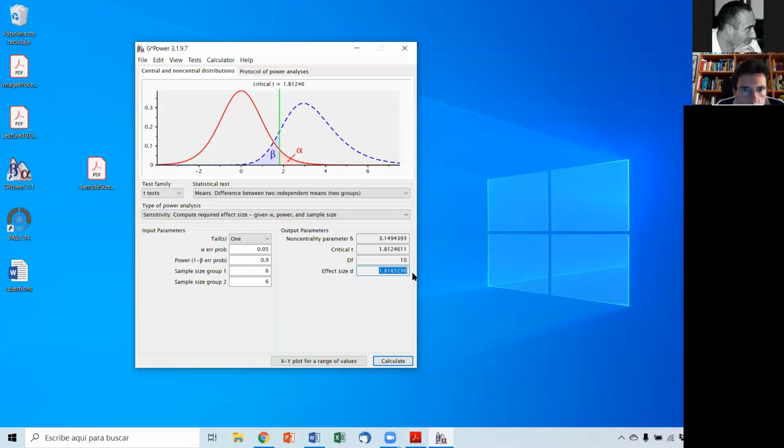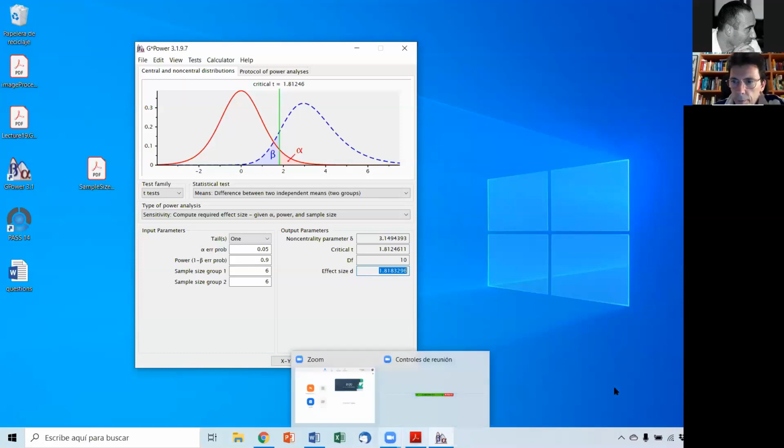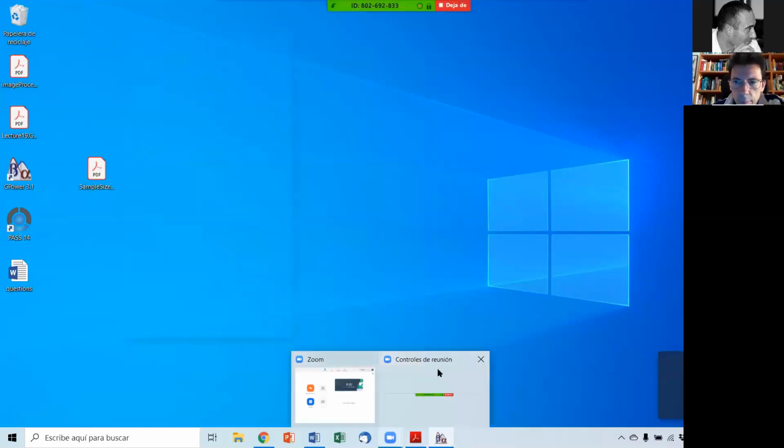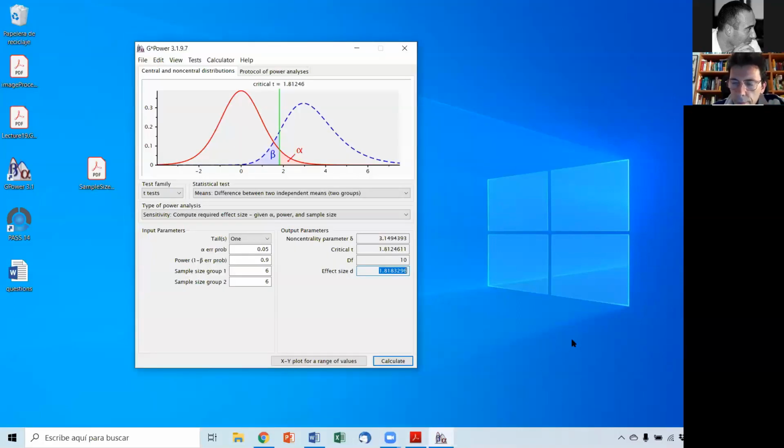Any questions so far? No? Sorry, Carlos, sure. This program, is it for Mac also? I think it is for Mac and Windows. I'm not sure, but you'll find it. Okay, I'll find it then. I think it's for both. If yes, you put G-Power on the Mac, software or something, and find it now.